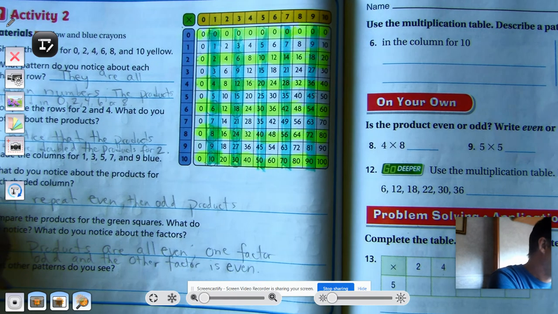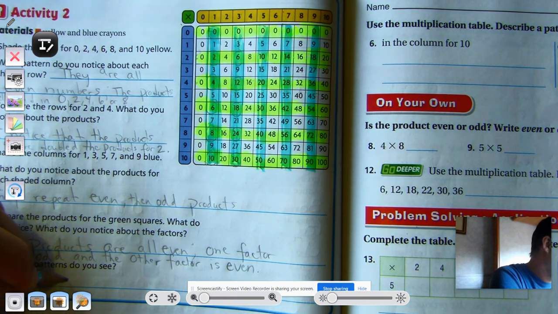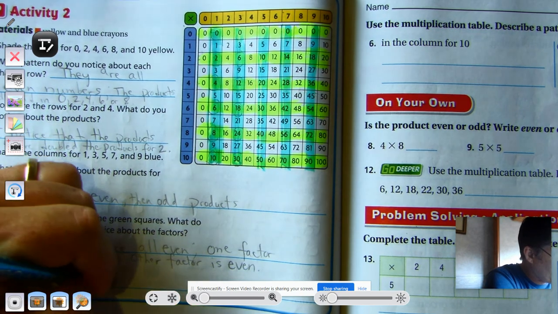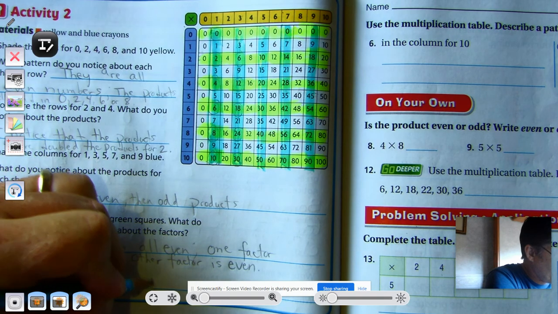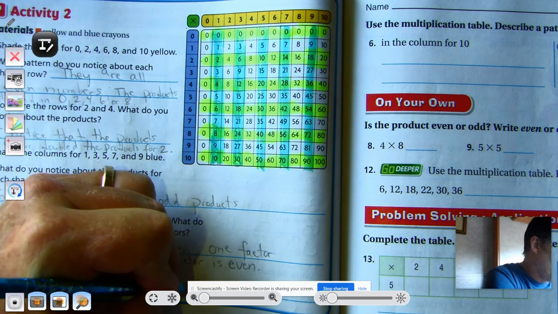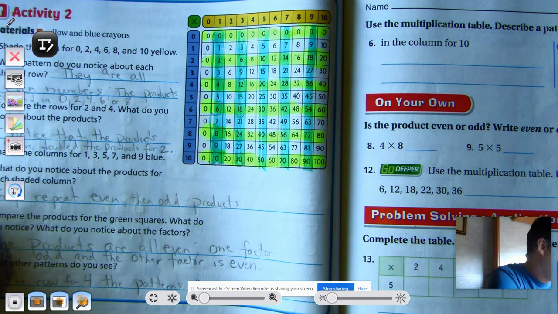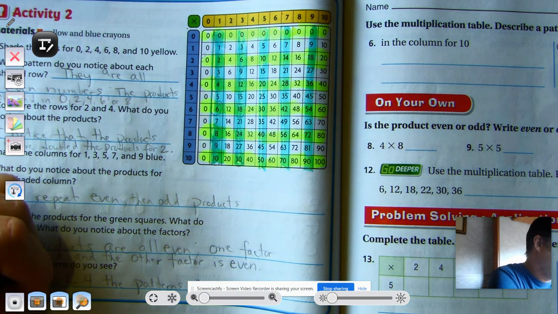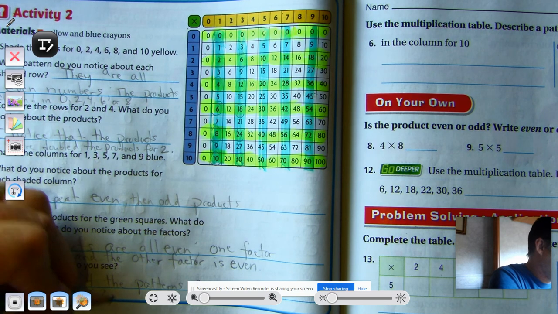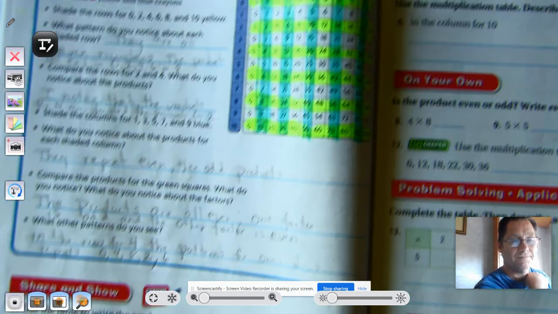So in the row for 4, the pattern for the 1's digit repeats 0, 4, 8, 2, 6, and so on.